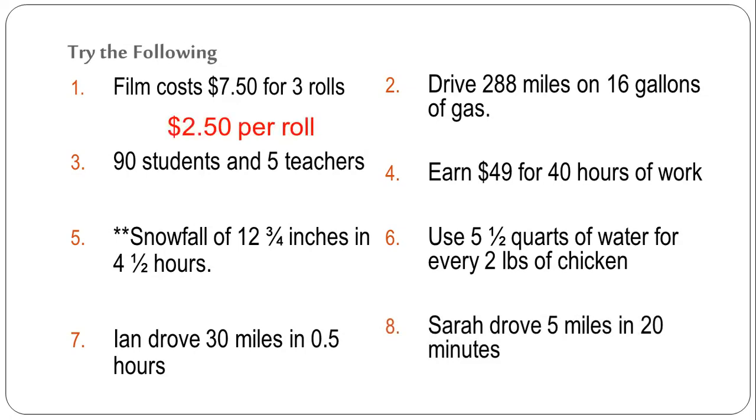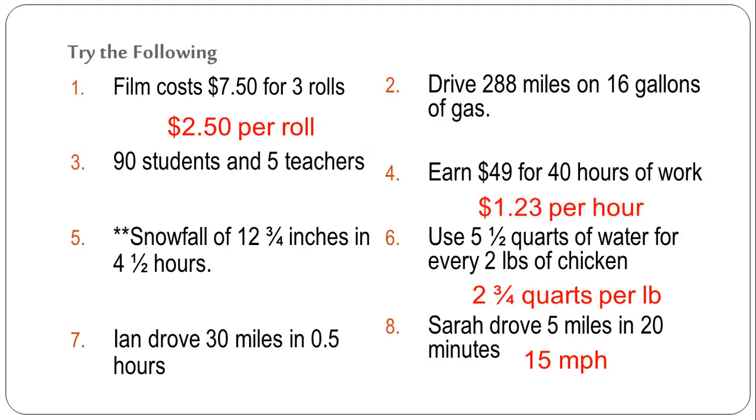Ang sagot dyan, i-divide lang natin, so $2.50 per roll. And then yung 5 miles in 20 minutes ay 15 miles per hour. Okay? Kasi nga naman yung hour is ano siya, 'di ba? 60 minutes. So 60 minutes ay tatlong beses na 20 minutes. So 5 times 3, kaya 15. And dito naman, na-divide lang naman siya, 2 3/4 quarts per pound.